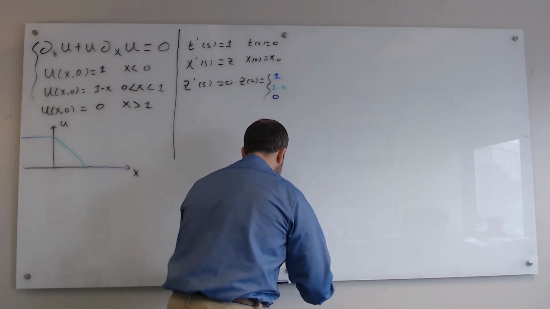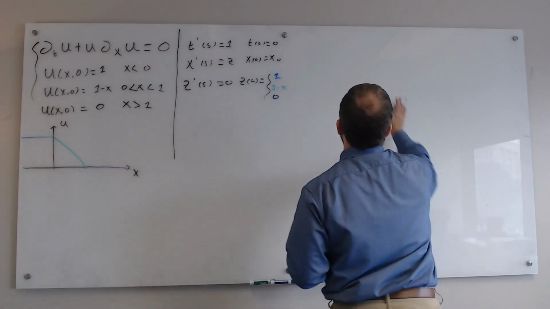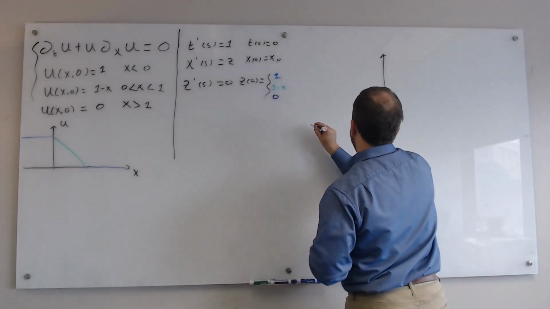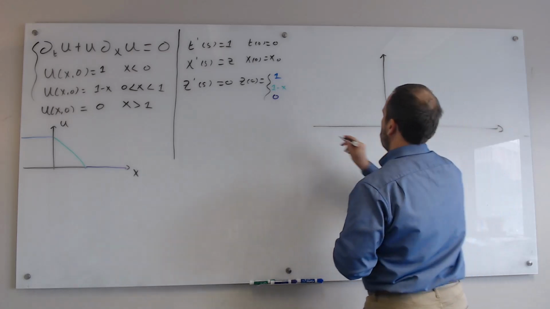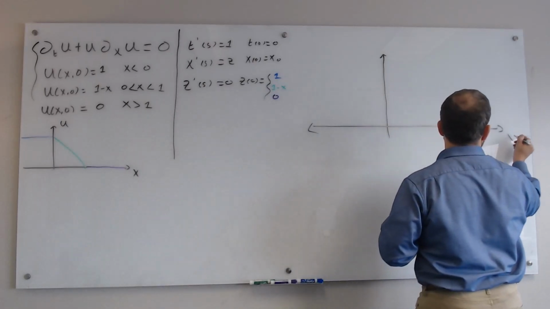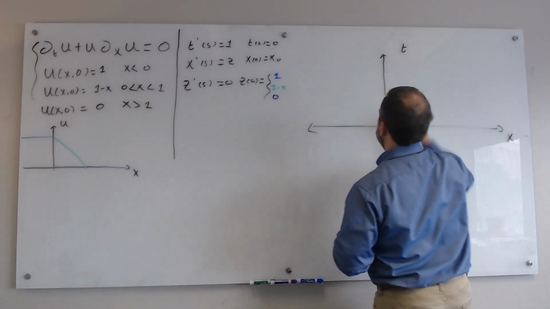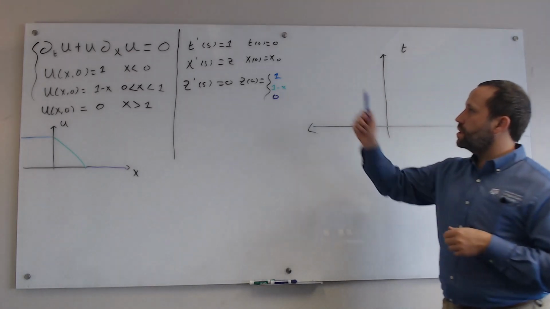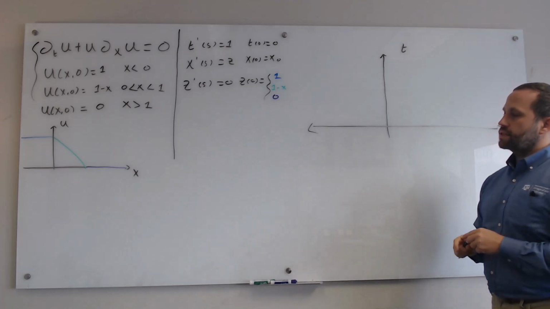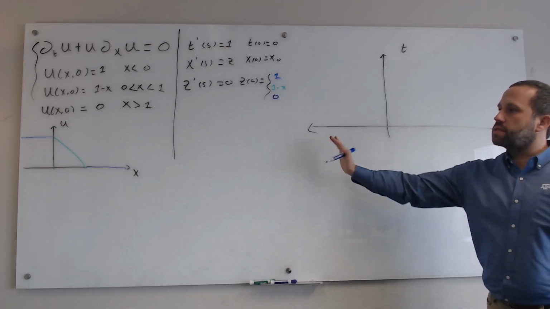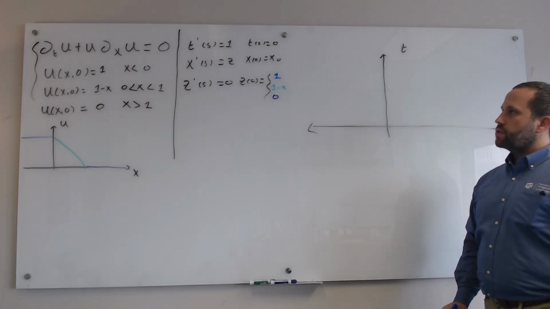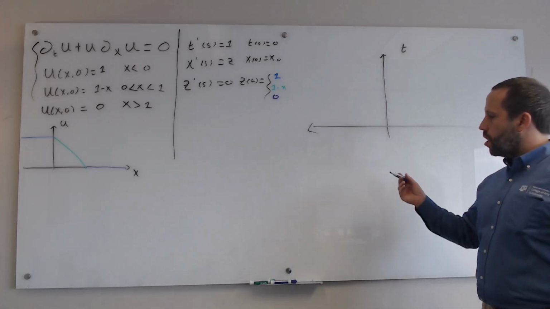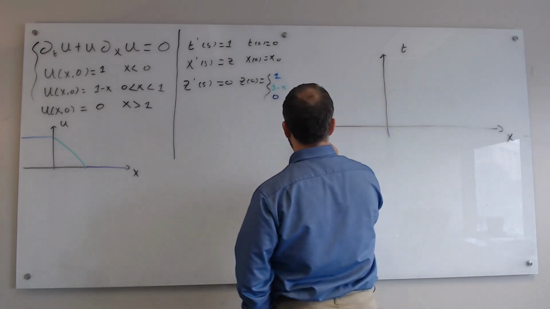All right, so as usual, let's start drawing our characteristics and stuff. So this is the x-axis, this is the t-axis. Okay, we'll start with the leftmost characteristics. That's going to be the characteristics that start with x less than 0. So what do we know? Well, we know t of s is going to be equal to s.